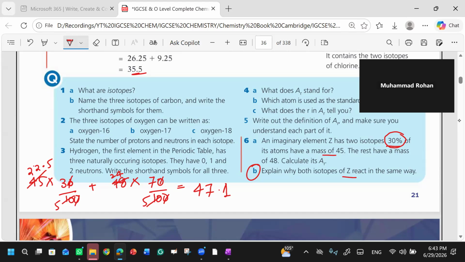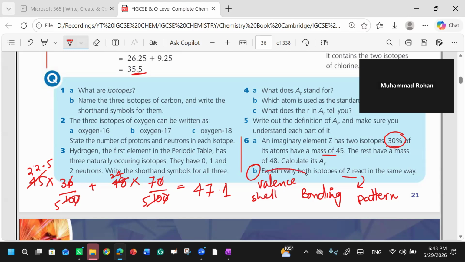They are asking why both isotopes react in the same way. What I told you about the reaction, which property tells us about the reaction? The bonding pattern, right? And how do we get to know about the bonding pattern? From the electronic configuration, how many electrons are there in the valence shell. The valence shell electrons tell us about the bonding pattern.